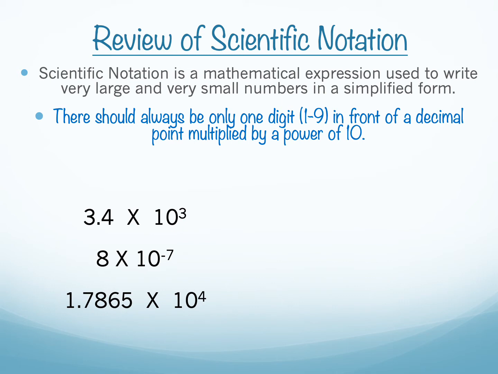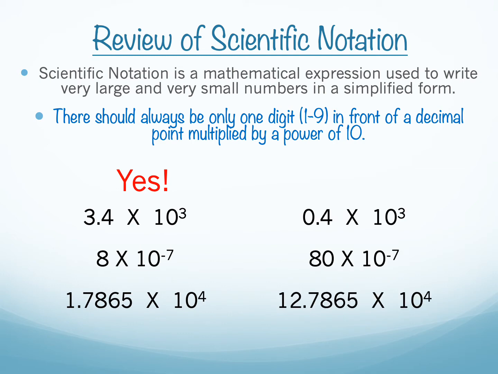Notice that you can have many digits after the decimal point. However, there is always only one digit in front of the decimal point, or you can have a single digit with no decimal, and that is still okay as long as this is a single digit in front of the decimal point. So these are correct form.